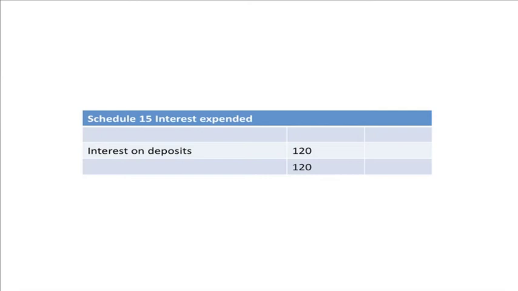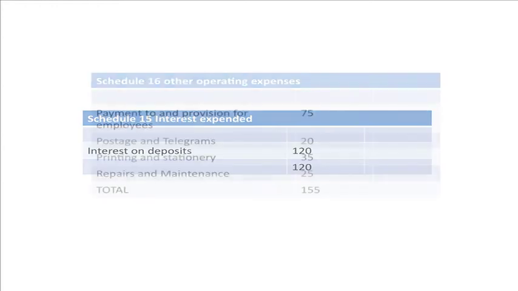So, we have got the income side total. First is 925 against schedule 13 and against schedule 14 we have 300. Then we will prepare schedule 15 for interest expended. Interest on deposit is being given to us on the debit side, that is 120. So, we will place it over here.